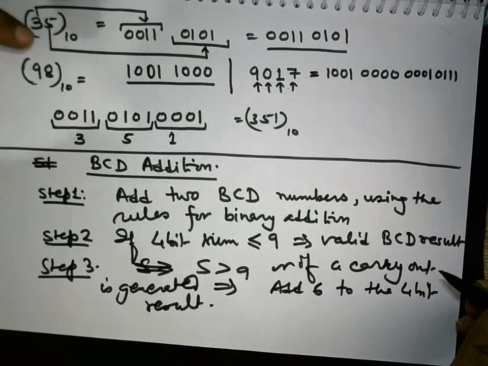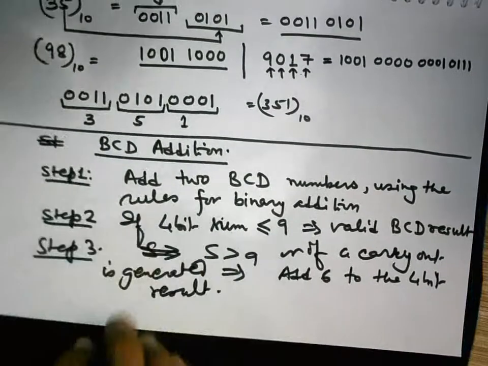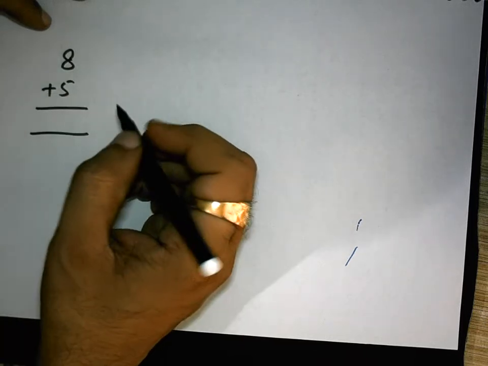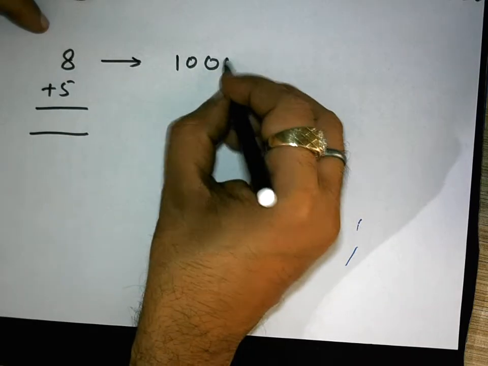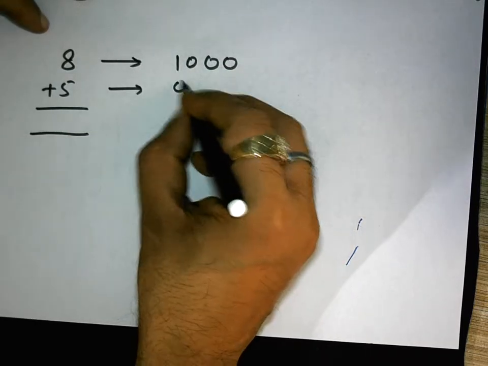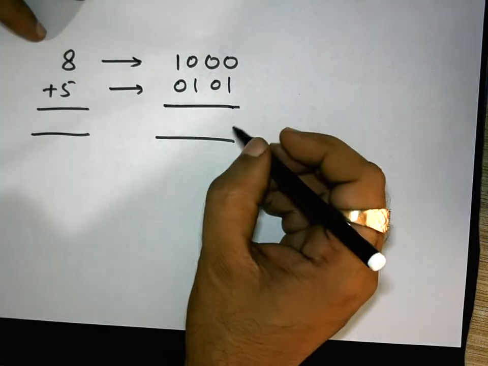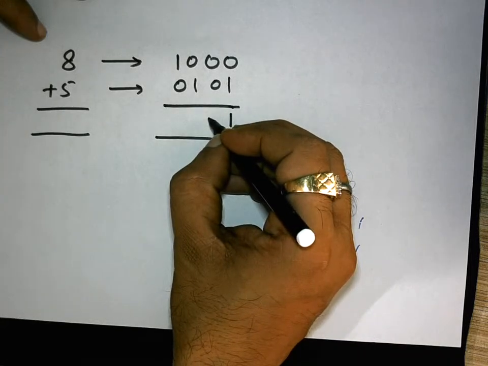Why is it done? Let us explain it by simply taking the example of the addition of 8 and 5, as I have discussed before. Suppose I wish to add 8 and 5. 8 represented in BCD is 1 0 0 0, and 5 is represented in BCD in this way. If I add them, naturally, since the calculator is a digital machine, it is going to give you this result.